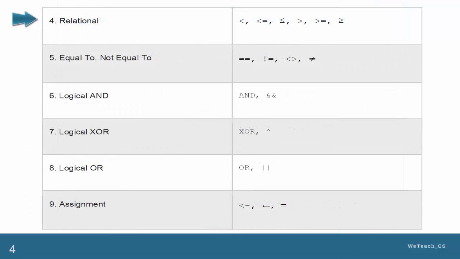Then come the relational and equality groups, used to compare different expressions, checking to see if they are less, greater, or equal in several different combinations. The logical operators come next, with AND, XOR, and OR evaluated in that order. The final one is the assignment operator, shown here in 3 different forms, but all achieving the same result, assigning a value on the right to a variable on the left.